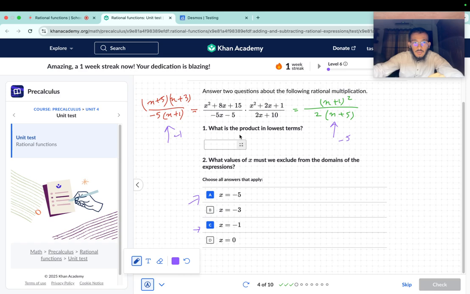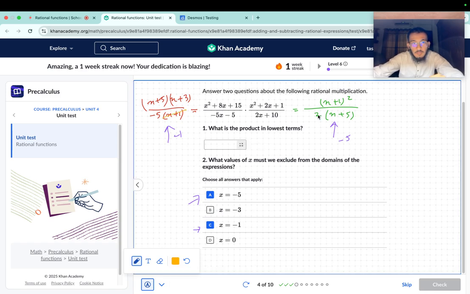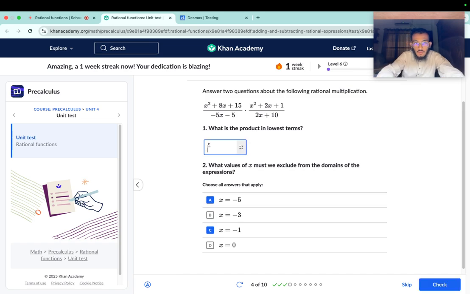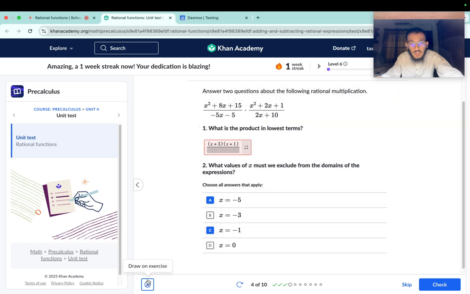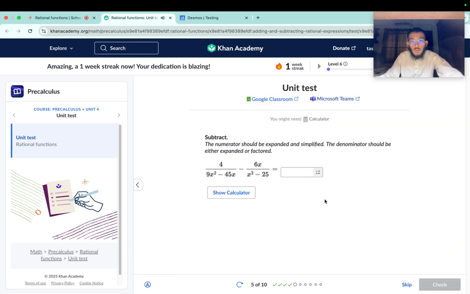As for the product in lowest terms, we can see that we can cancel out x plus 1 here and here, and we can cancel out x plus 5. So in the numerator we have x plus 3 times x plus 1, and in the denominator we have negative 5 times 2, which is negative 10. So negative 10, that should be our answer. There we go.